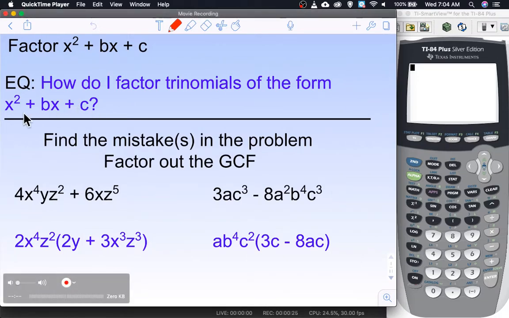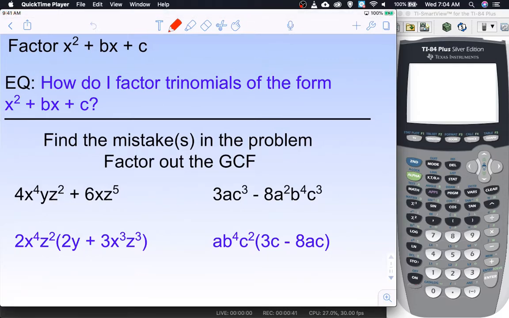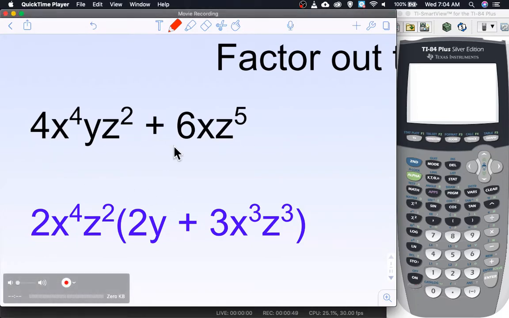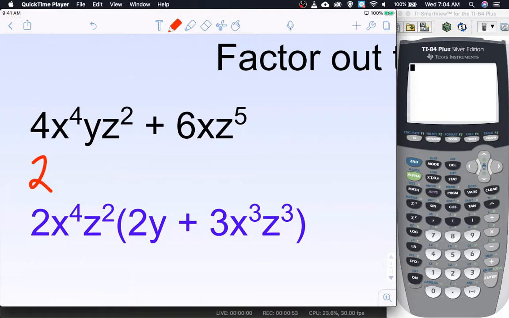The only difference is in this first term, instead of it just being x squared, there'll be another number out front. Okay, pause the video if you can for a second here and see if you can find the mistakes in these two problems. All right, so your job was to factor out the greatest common factor of both. If I can zoom in, there we go. The greatest common factor of the numbers, the 4 and the 6, is 2. So that part looks good so far.